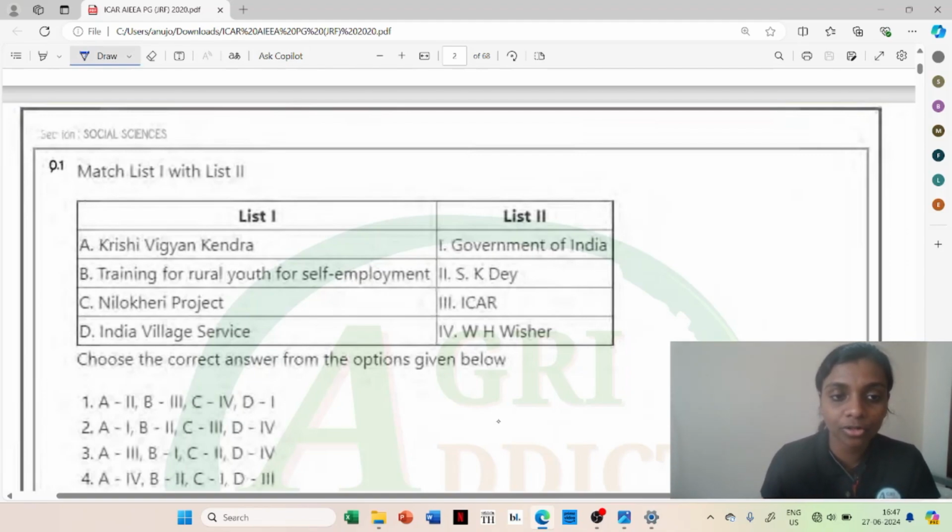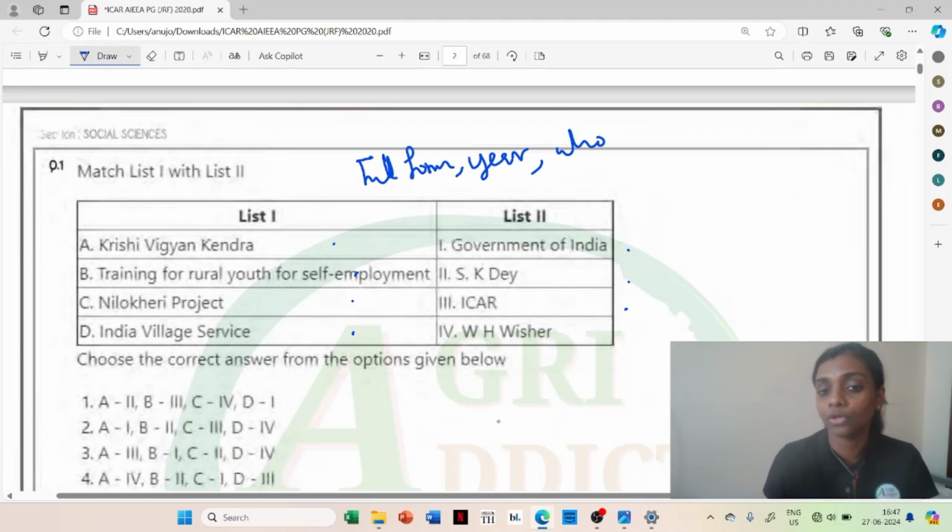First one is a match the following. On the left-hand side, they have given different programs, and on the right-hand side, they have given the person or the organization that launched the program. Regarding the programs, mainly three types of questions will come. First one, they will ask the full form. They give some short form and ask you for the full form. Next one, in which year the programs were launched, and the person or organization who launched the program.